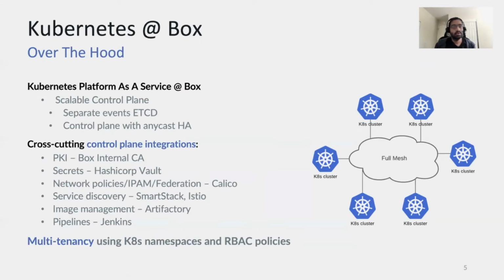Kubernetes at Box, under the hood. For each cluster on-prem, we make sure the control plane is scalable by having a separate events etcd. Over time, we identified etcd as one of the core components and a deciding factor in the number of nodes we can have in a cluster. So we ended up having a separate events etcd and a regular etcd with SSDs, and these get patched on a daily basis.